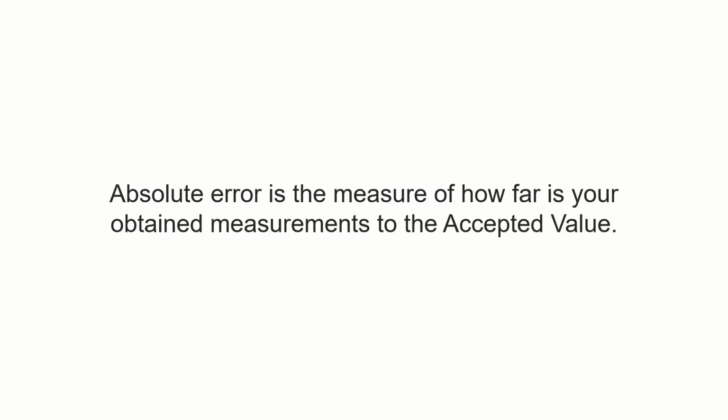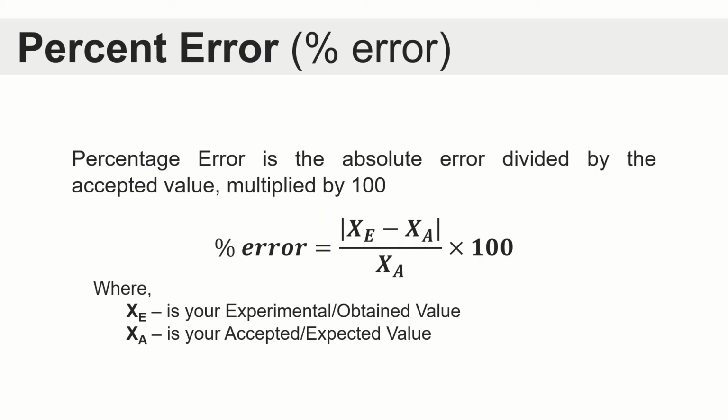Absolute error is the measure of how far your obtained measurement is from the accepted value. So how far it is, how much higher or lower compared to the true value.